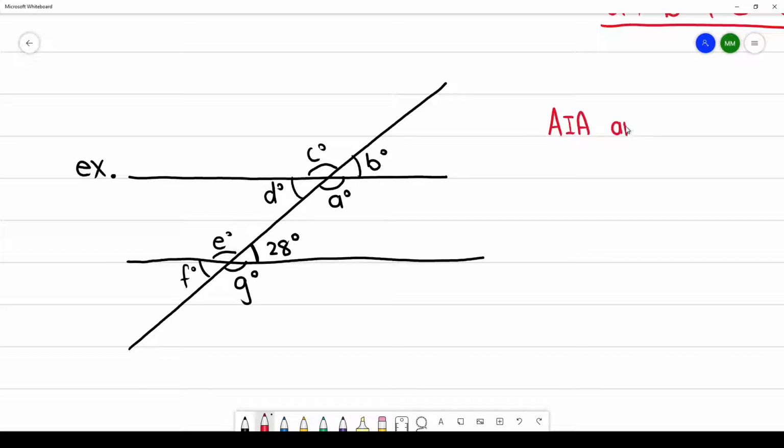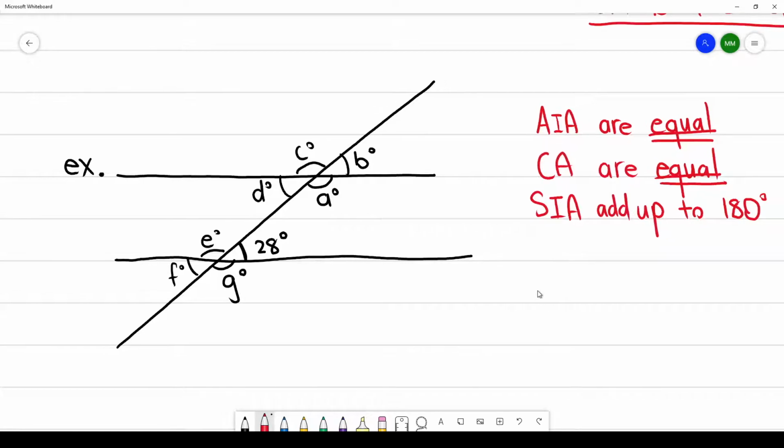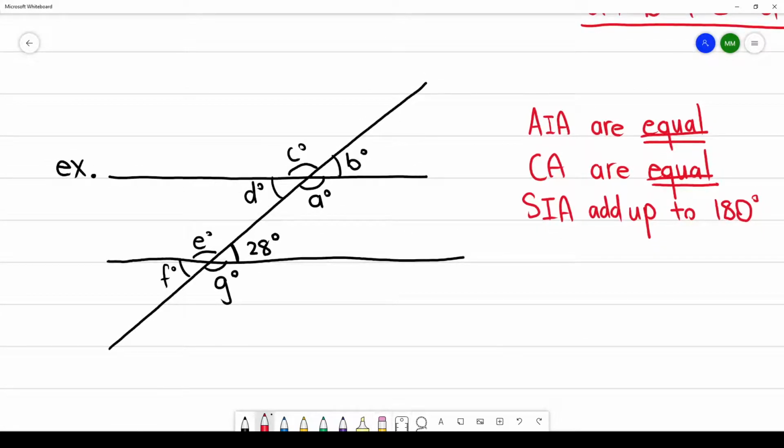AIA equal, and then CA, so corresponding angles equal, and then same side interior add up to 180.